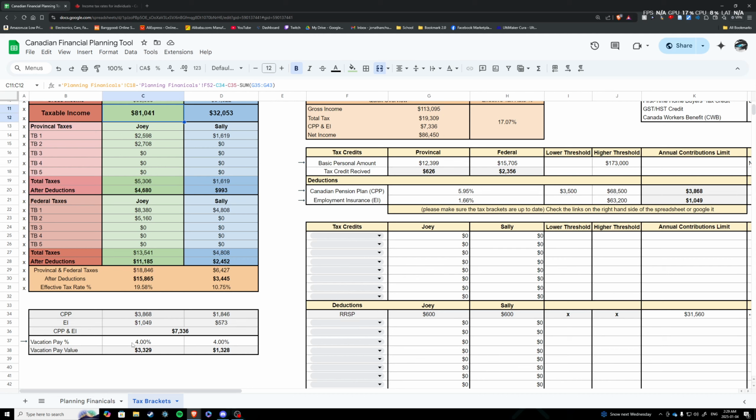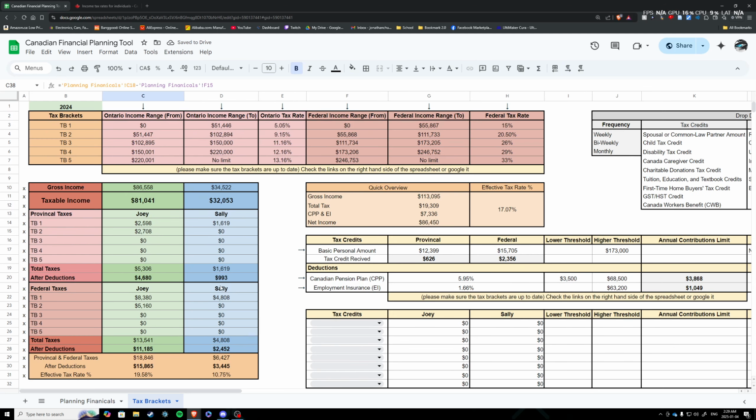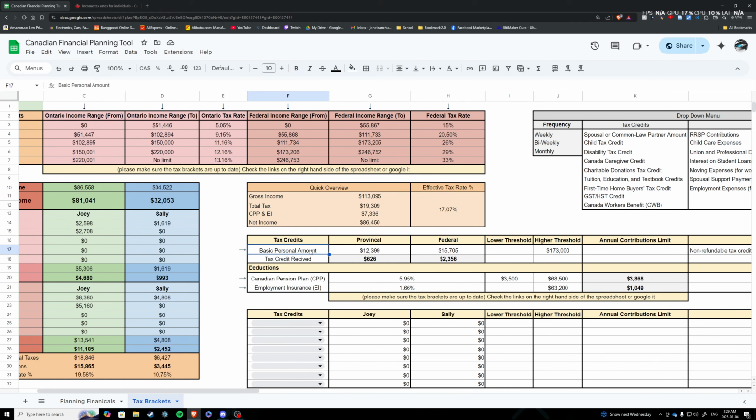Also in this section here, you can change your vacation pay. Default's 4%, change that to like 6%, and then the value changes automatically. I'll put that back. And then also your deductions come from both your basic personal amount.